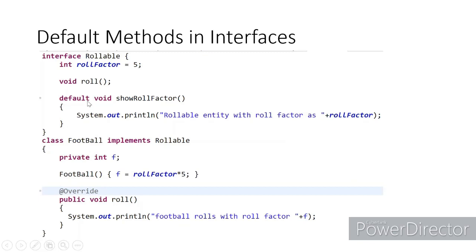I have marked this method as a default method. By this, whenever I write a class which implements the RoleLabel interface, for example, I have written a class Football which implements the RoleLabel interface, I will have to override the role method and give a body to it. I have done that over here. I have implemented the role method. But you will see I have not implemented showRoleFactor. The default method I have not overridden. It already has a body and it is already available in the Football class.